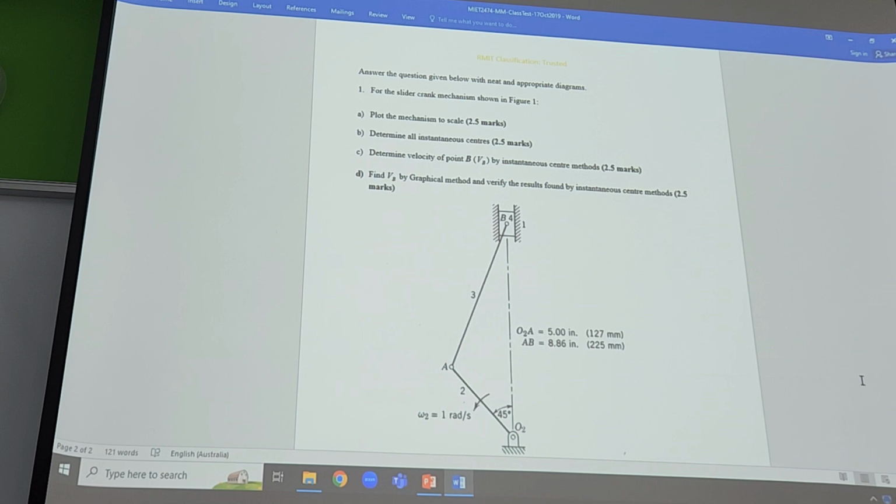This is what I refer to as part B. Part C defines the velocity of point A by this method. So the velocity of point B is this height. How can you find the velocity of this point using the instantaneous center method? So this is the instantaneous center method for this. You multiply by B, but before that you need to find out the angular velocity of the link.